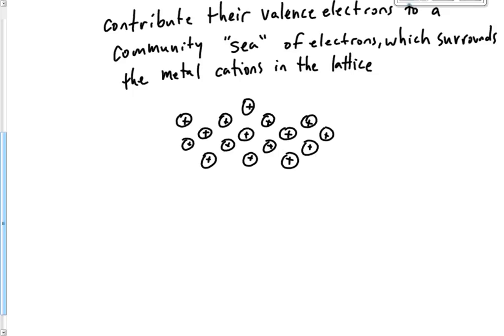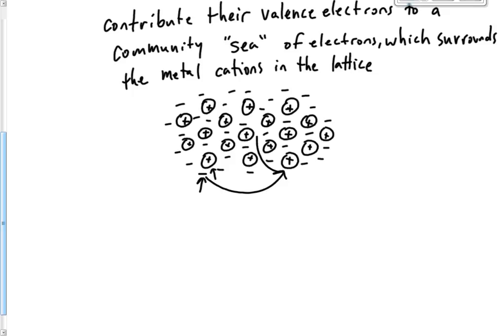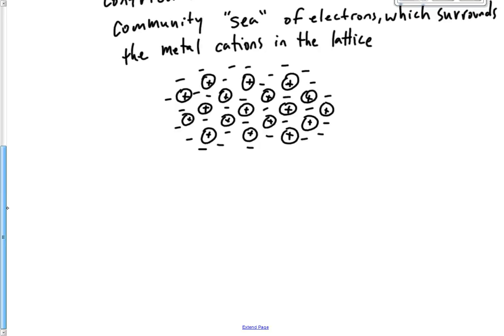Okay, let me put a couple more in here. All right, so you have these metal cations that have come together, and then interspersed through all of them, in no real particular order, are all the valence electrons that have kind of come apart from their metal cations, and they're just flowing around. Okay, this electron right here does not belong to that cation. It can move all the way over here. It can move inside here. It doesn't really matter where they are.